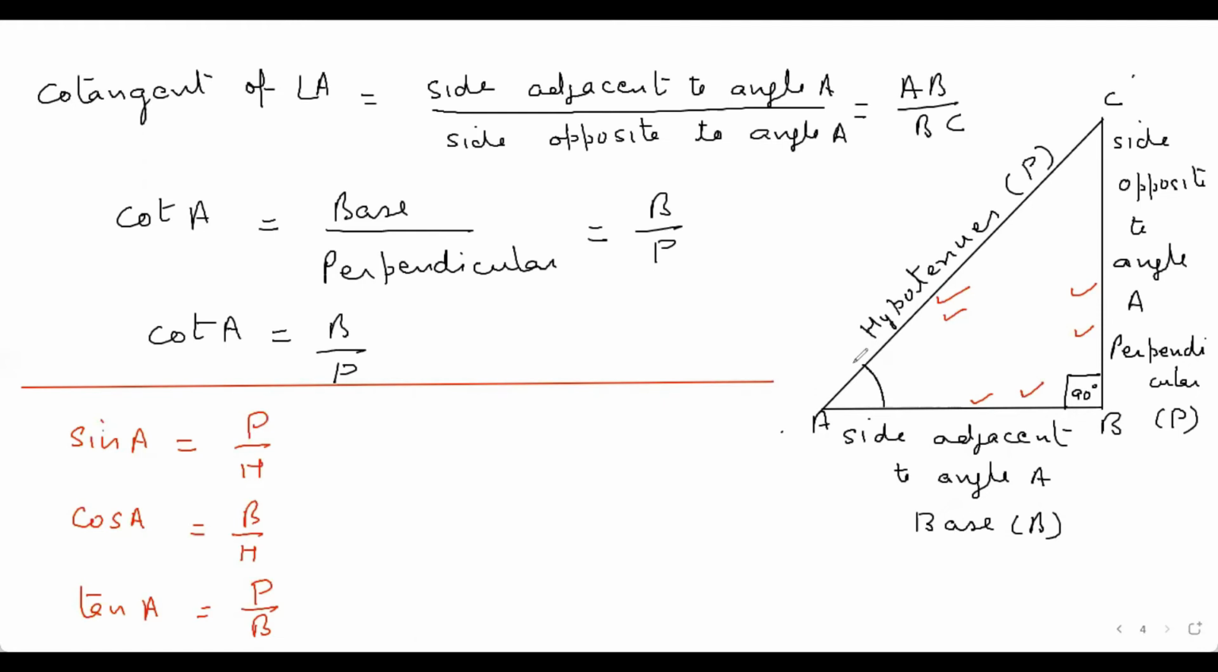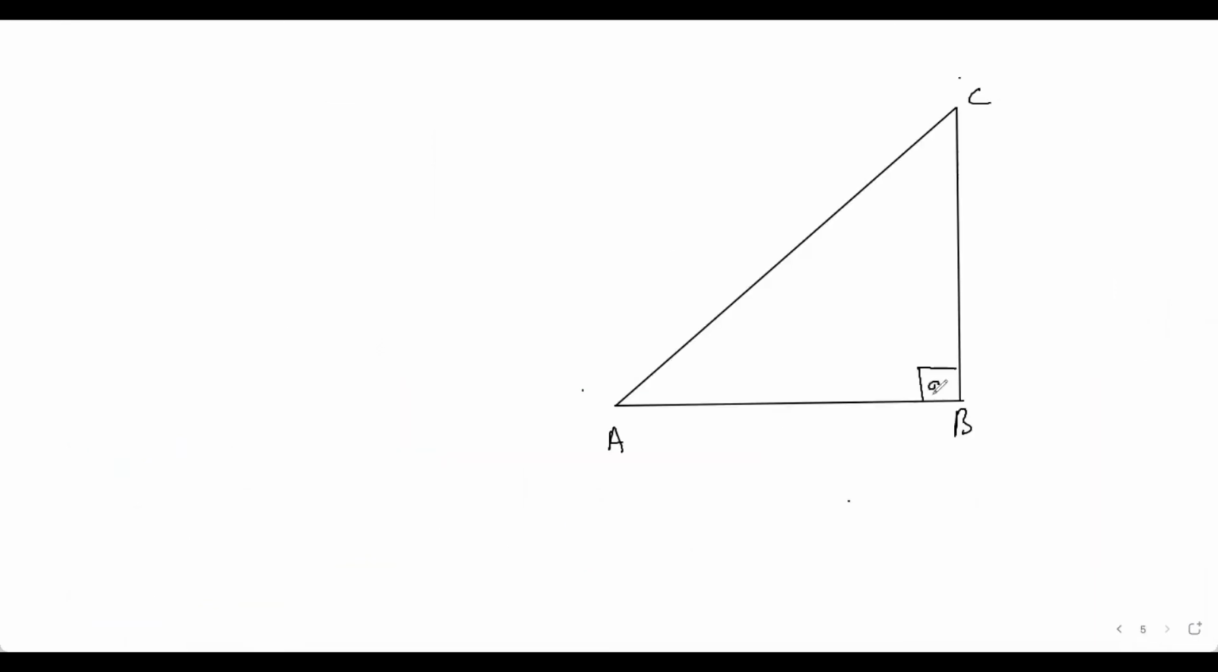Sin A is BC by AC. Cos A is AB by AC. And tan A is BC by AB. The reciprocal of sin A is cosec A, which is equal to H by P. The reciprocal of cos A is sec A, which is equal to H by B. The reciprocal of tan A is cot A, which is equal to B by P. P means perpendicular, H means hypotenuse, B means base.